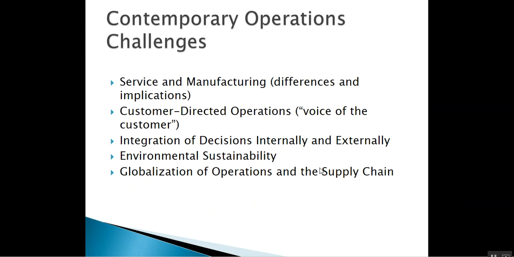What are some of the challenges facing operations today? Service, delivering quality service and quality manufacturing on time. Customer-directed operations is a new term in the industry where companies are expected to listen to the voices of the customer and provide products and services that meet customers' needs. Decision making internally and externally is always an important characteristic.